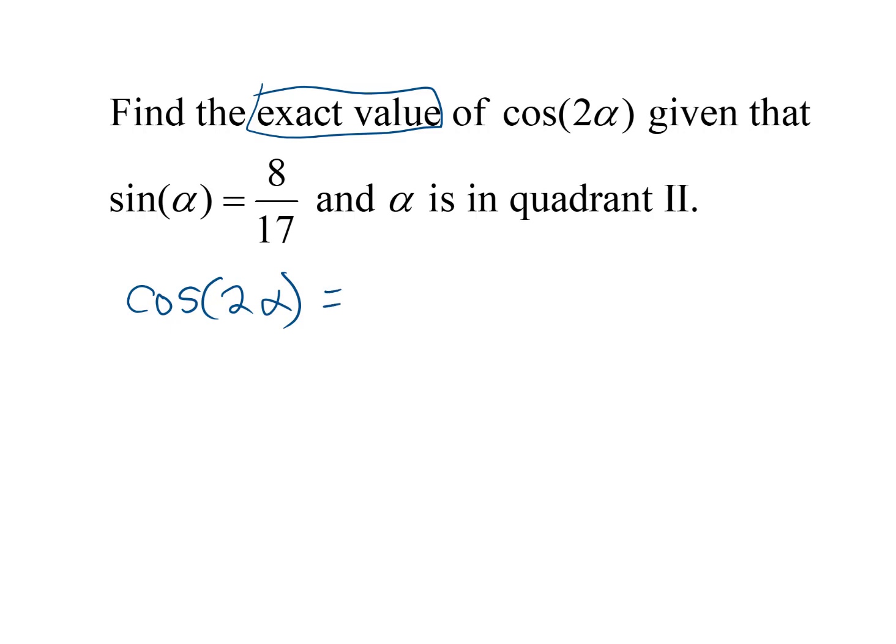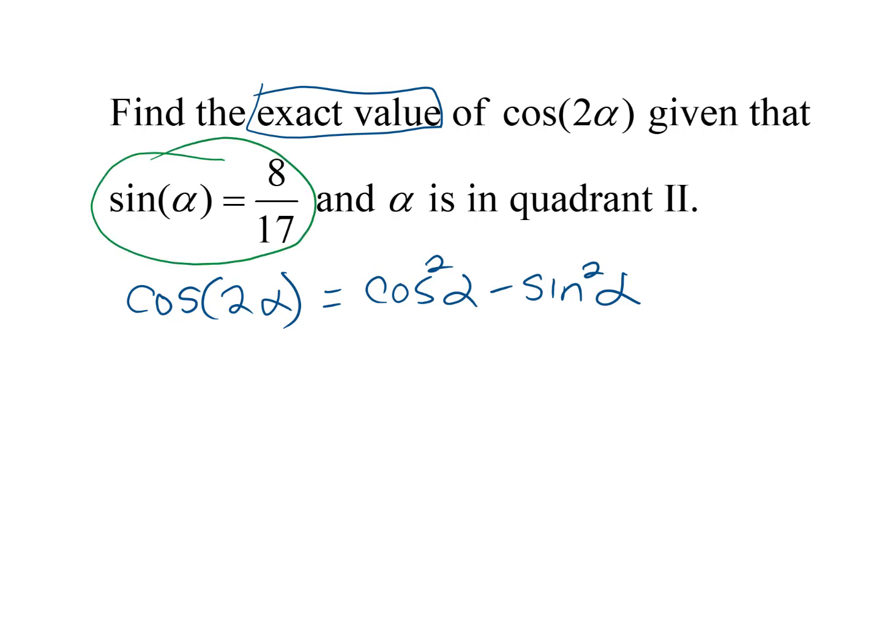When we find it with the sum and difference formula, we get cosine squared alpha minus sine squared alpha. But remember, there's two other versions of this identity, because you could use a Pythagorean identity and replace either the cosine squared alpha or the sine squared alpha. Well, since they gave me sine alpha, why not get this one in terms of sine as well, and then we can just use what we know sine is.